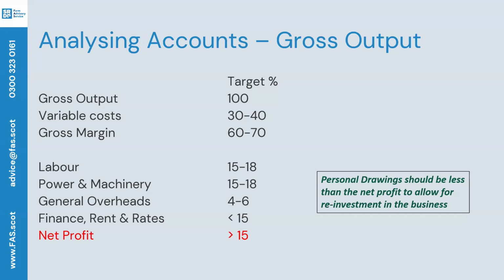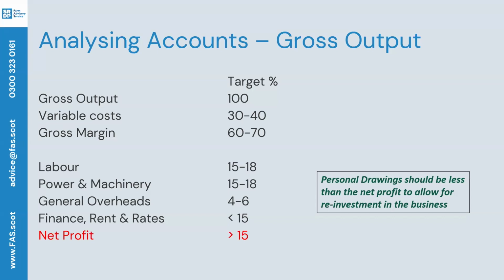Your gross output, as we already covered, is your sales minus your purchases, and then we've got valuation movements in there. So what's your output? What's your production for the year? That's our starting point, so we say that's 100%. Your variable costs, a standard industry target would be that your variable costs are 30 to 40% of your gross output. So therefore, we would hope that you make a gross margin of between 60 and 70%.